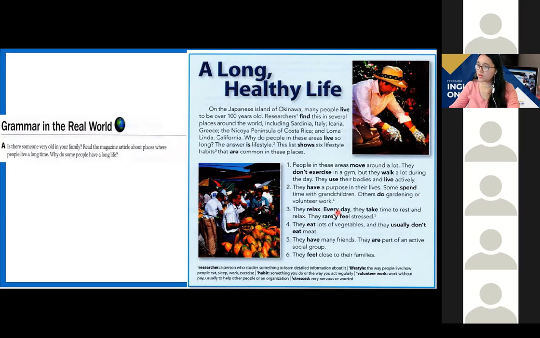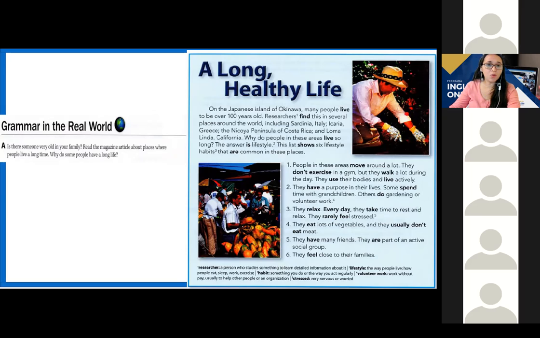Okay, what is another aspect that they do? Can you help me with number three, Suleyma, please? Number three: they relax every day. They take time to rest and relax. They rarely feel stressed. Okay, perfect, Suleyma, thank you. We see that they relax, right? They rarely feel stressed. Sometimes we stress. So, this is good advice.